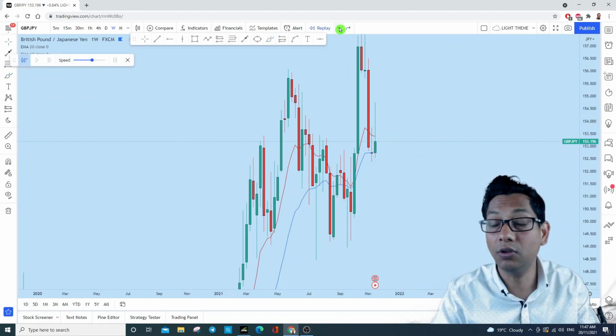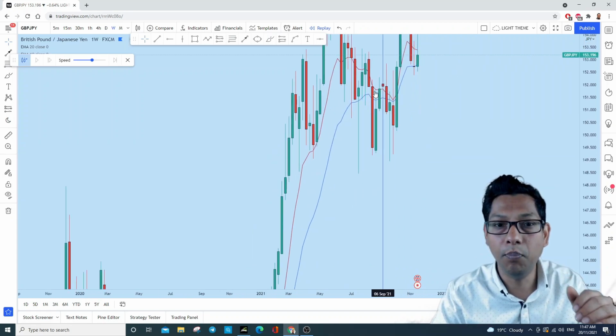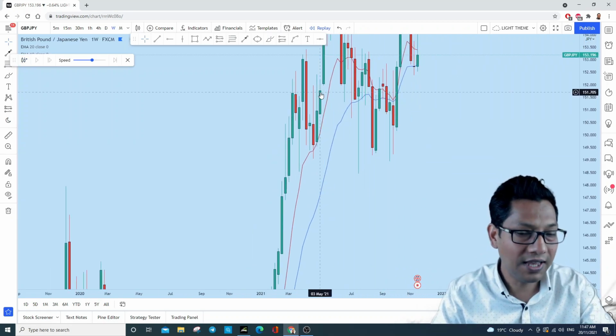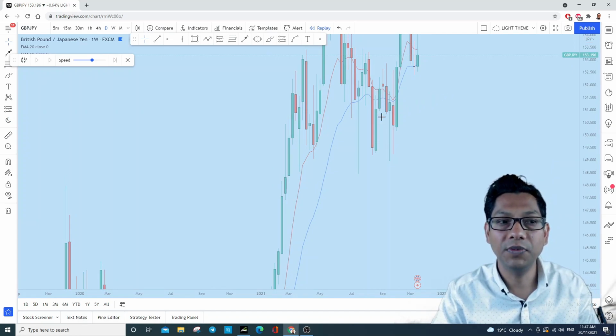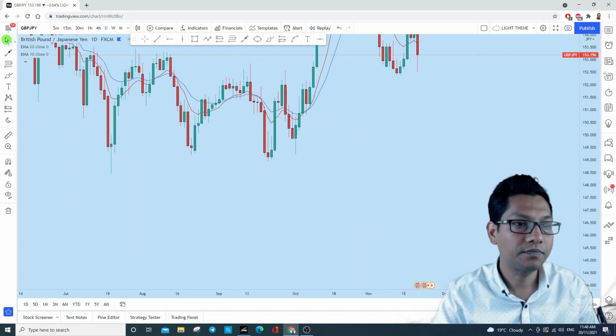So on the monthly and on the weekly, we see bullish momentum. Now let's jump on to the daily time frame to see what kind of trading opportunity we have.